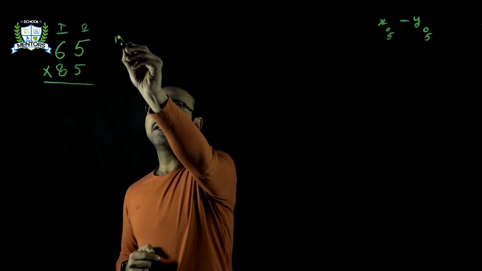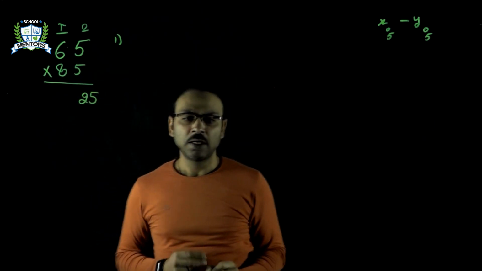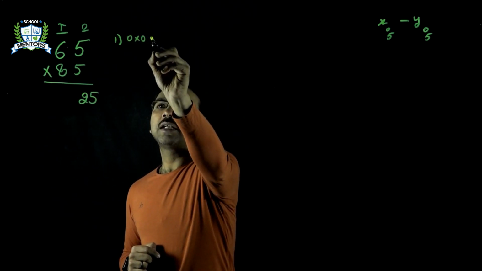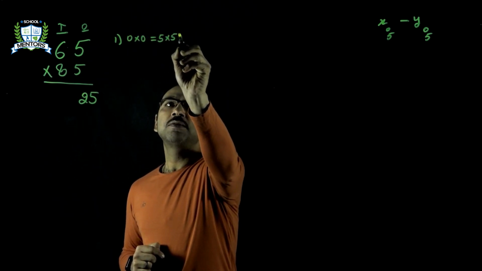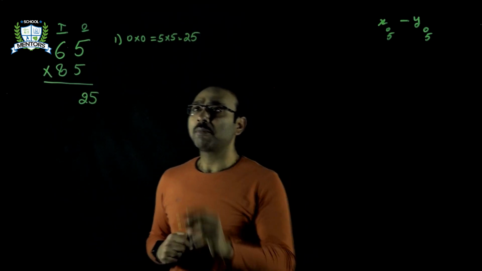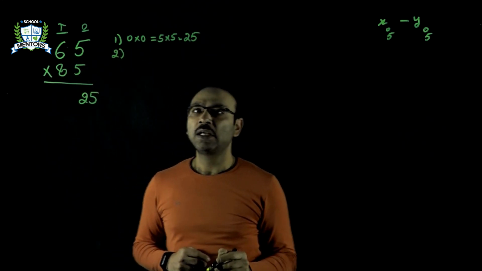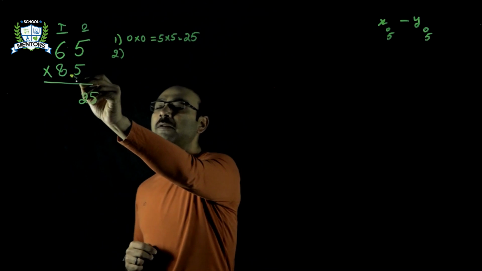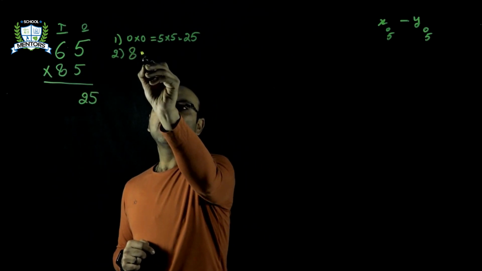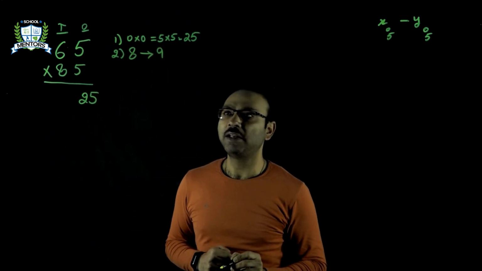First step, 5 multiplied by 5 is 25. We straight away write 25 over here. Ones into ones is 5 into 5, which is 25, and we write 25 directly. Now the next step: which is the bigger number in the tens place? In this example, 8 is the bigger number. So what comes after 8 is 9. Simple.